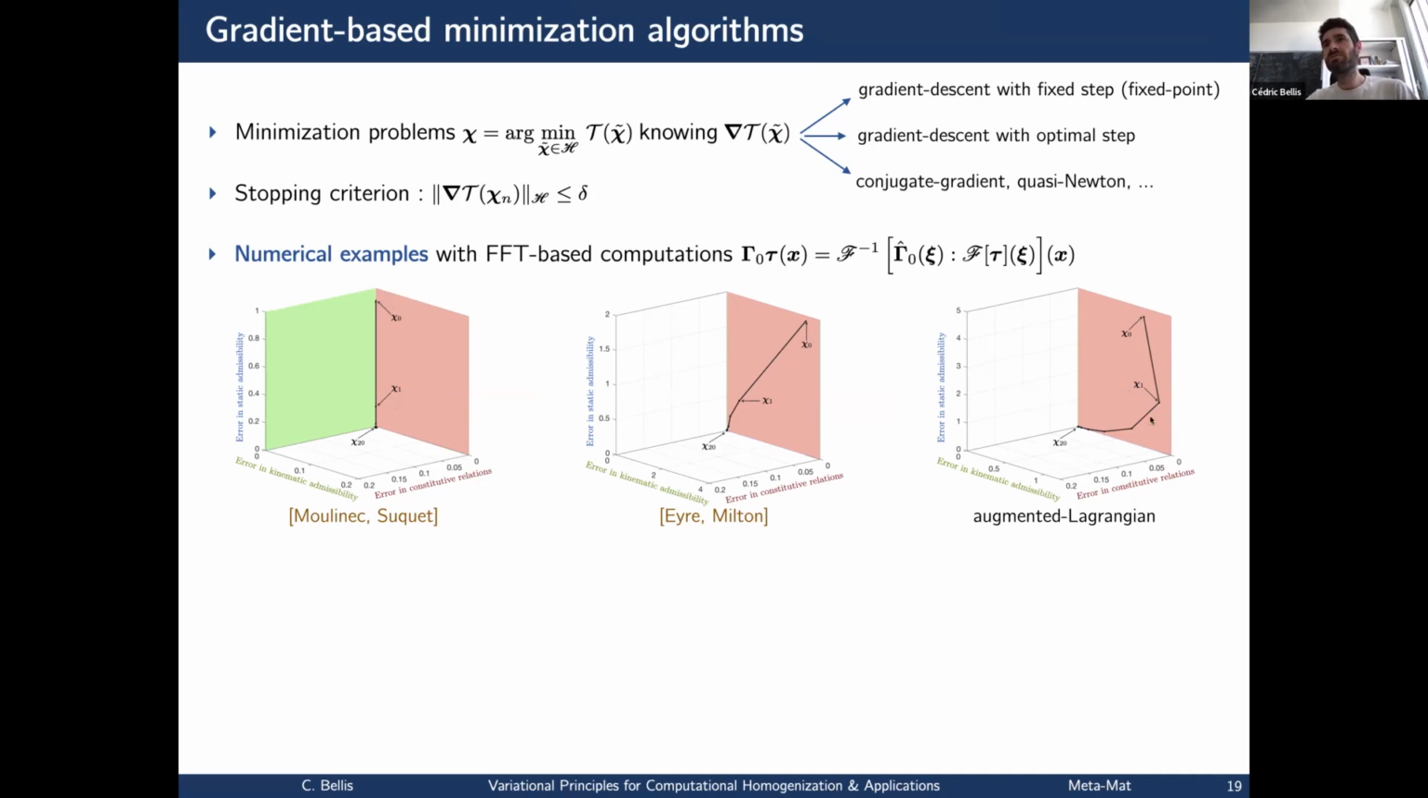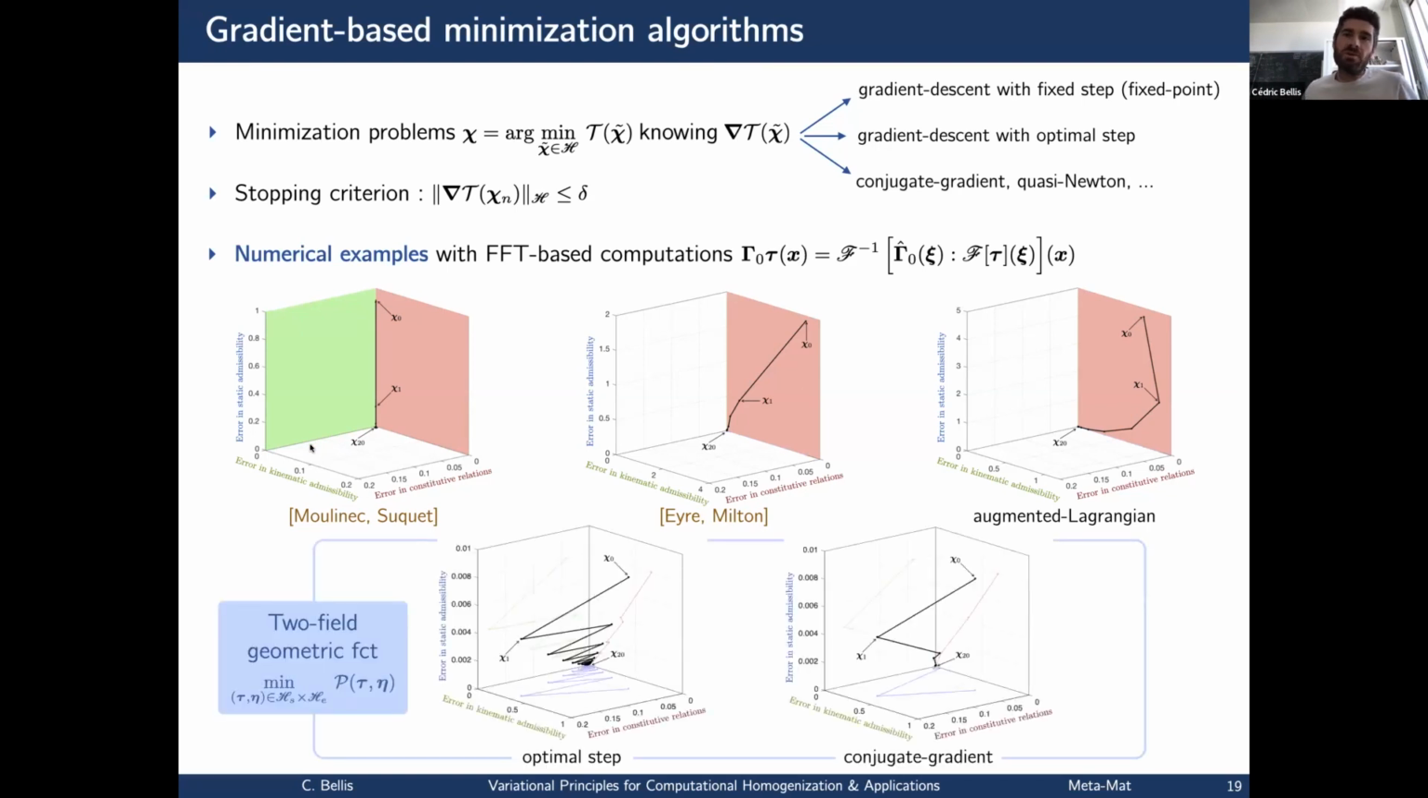So I show you here a representation of the iterations. I put myself in the space where I measure the error with respect to all 3 equations of the problem. So the error in constitutive relation, the error in kinematic admissibility, and the error in static admissibility. I represent the iterations of the solution towards the exact solution at the origin. So these are 3 representations of some well-known methods, where every time there are 2 or 1 equations which are enforced into the iteration. So either the kinematic admissibility or the constitutive relation are enforced and supposed to be known exactly.